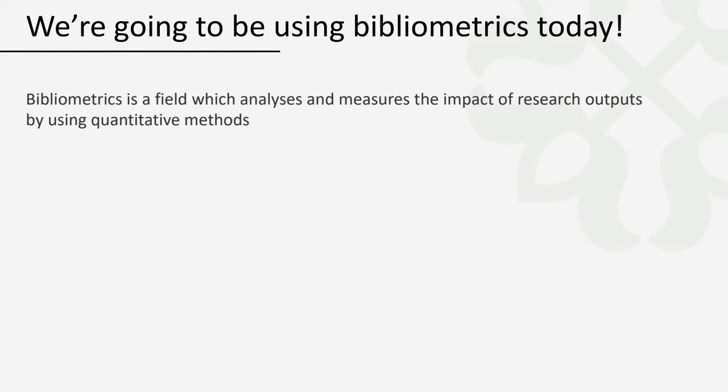So we've mentioned bibliometrics already. Bibliometrics is a field which analyses and measures the impact of research outputs by using quantitative methods. And I just wanted to get a sense from you of why you think bibliometrics might be helpful or useful to us. In what way would you anticipate that analysing the impact of research outputs might be a useful thing to do? So pop in the chat any thoughts you've had. Why might bibliometrics be useful to you?